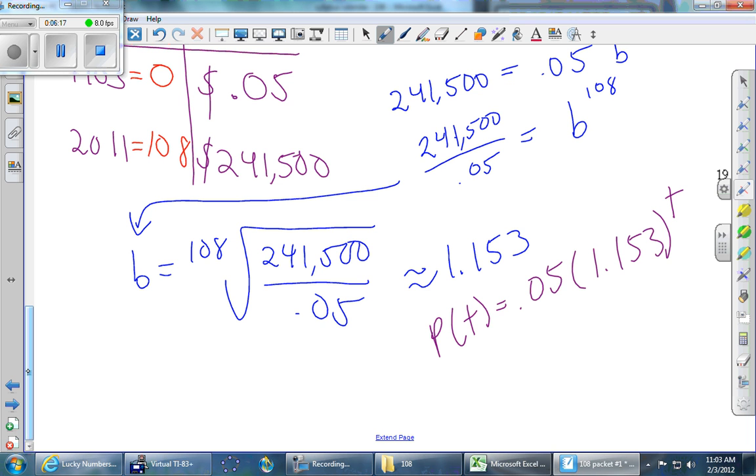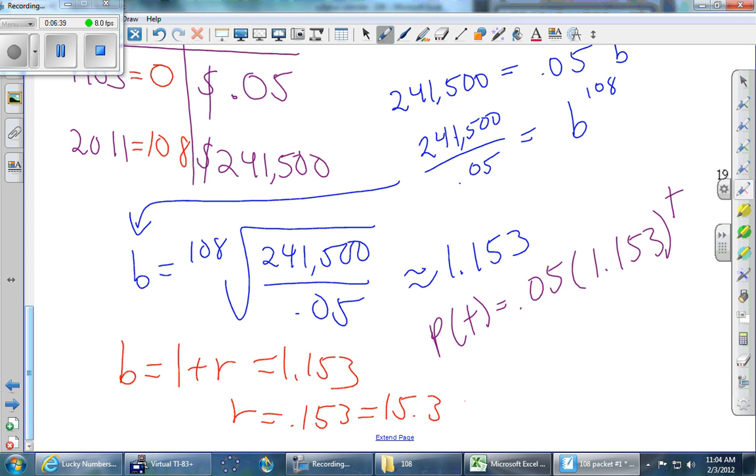But this is our second time kind of seeing it. You know what B is, but it turns out that B is always 1 plus the interest rate. So that 1.153 means that if you subtract 1 from both sides, you get the interest rate, which is 0.153, 15.3%. So this thing grew as an investment at a rate of 15.3%, assuming it was always growing at the same rate.